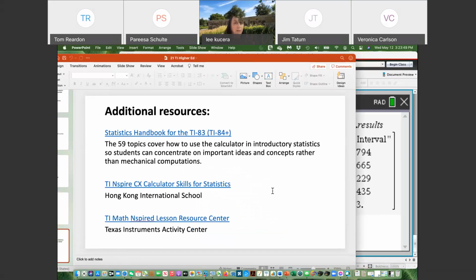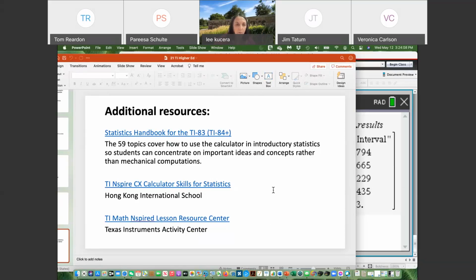Years ago, TI put out a statistics handbook for the 83 graphing calculator. Well, the 83 and the 84 are almost identical as far as their functionality, at least in statistics. So the 59 topics that are covered in that work just as well for today's 84. You might want to look for that.